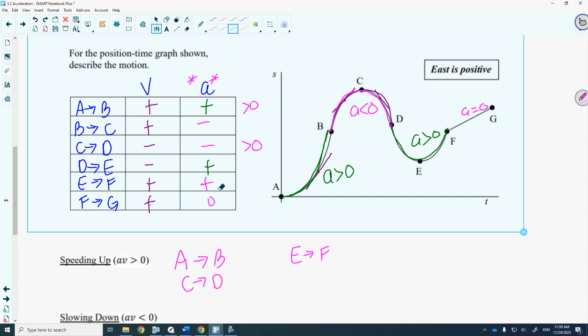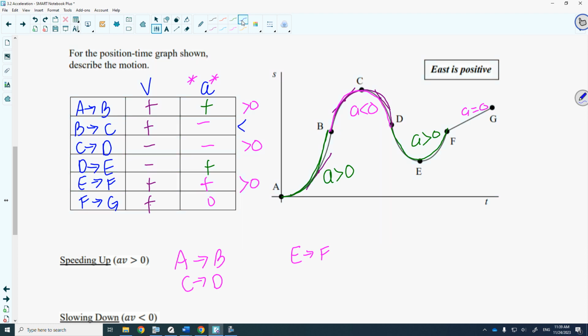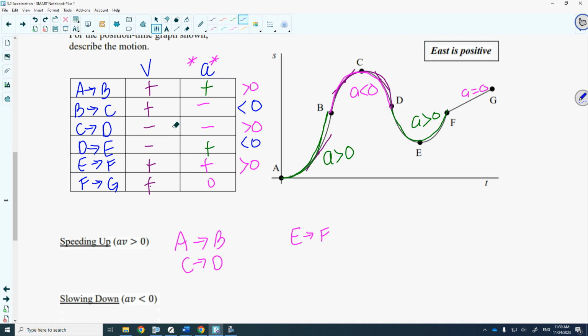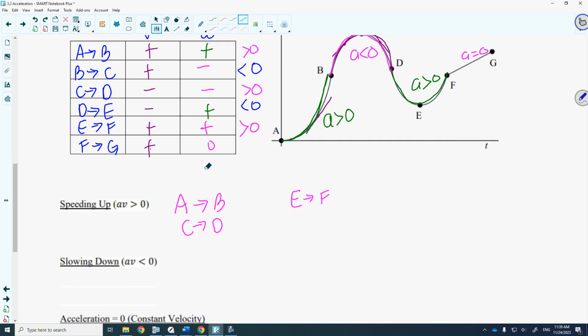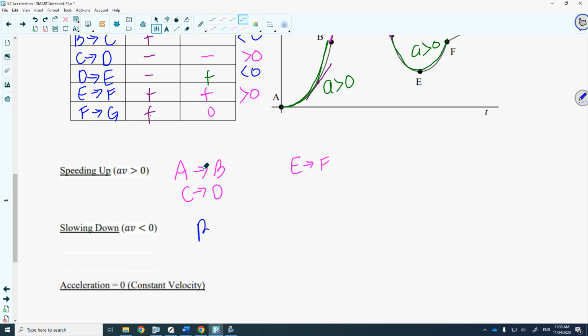My object is slowing down when a times v is less than zero, so when you have opposite signs. My object, or my particle, would be slowing down from B to C and from D to E. Where my acceleration is constant is from F to G.